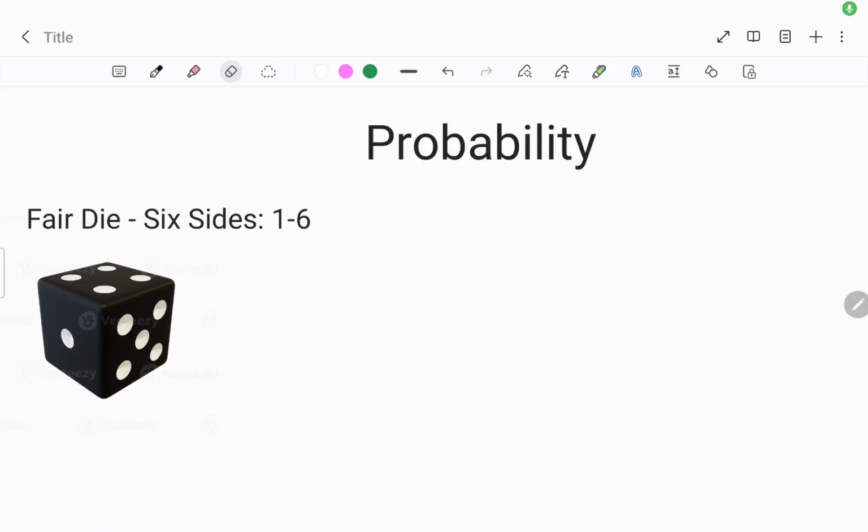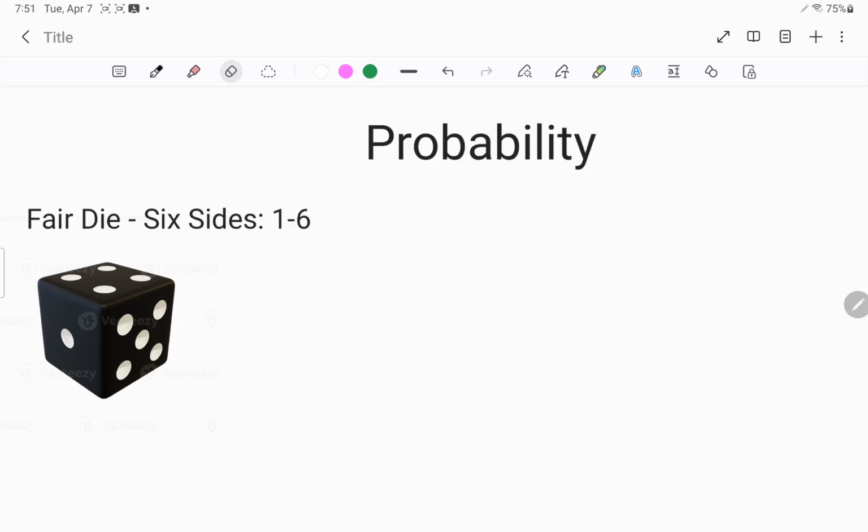Guys, today we're going to be talking about probability. It's going to be pretty straightforward. We're going to be talking about three events. It's going to be a die, what we call a fair die, just a plain die. And then we're going to talk about marbles in the bag. And then finally, we're going to focus on a deck of cards.